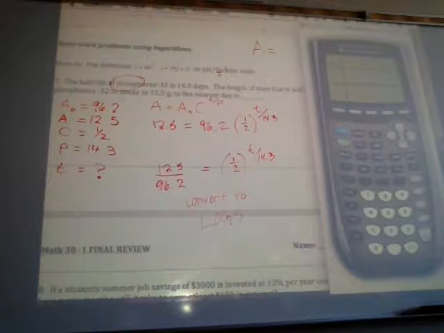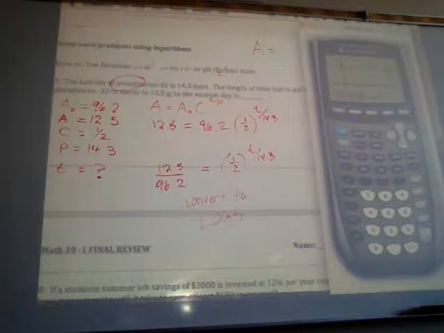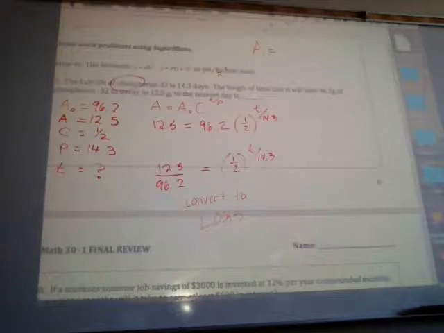You're going to go second trace, number 5, and then move your cursor over to that intersection point, and then press enter. Okay, 42.1. Round it to the nearest day, 42 days. A lot of the questions that we're going to be doing from now on, you can use that method. I probably won't go through it every time, but I just want you to know.